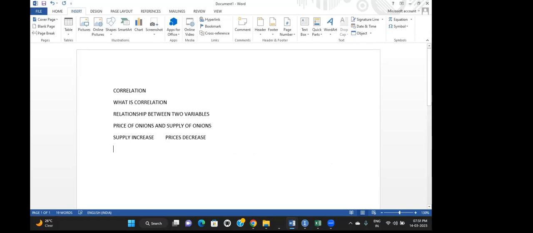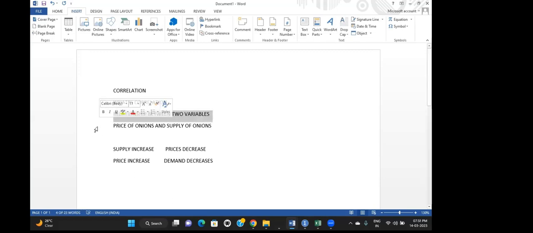Let's take another example. The demand. यहाँ पे लिखते हैं, price increases and demand decreases, है ना? Price increases, demand decreases, right? Supply increases, price decreases. What is this kind of a relationship between two variables?